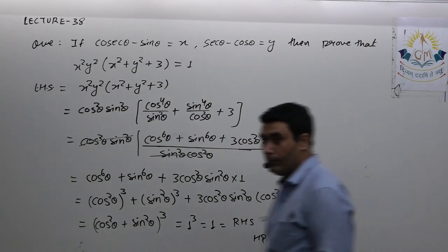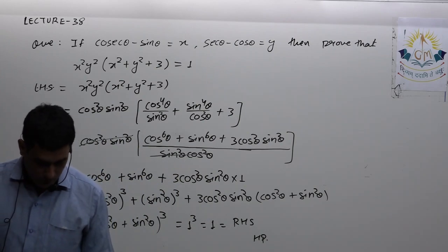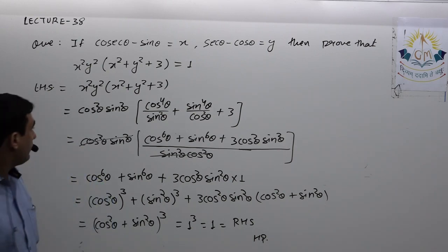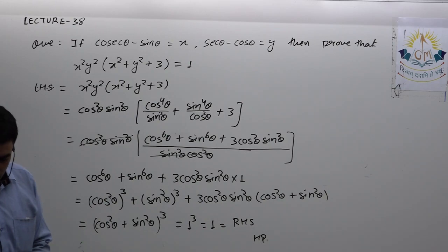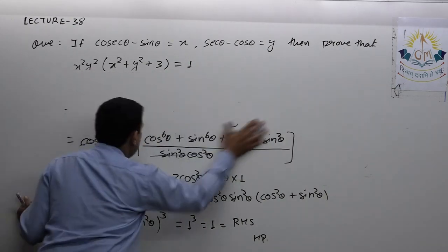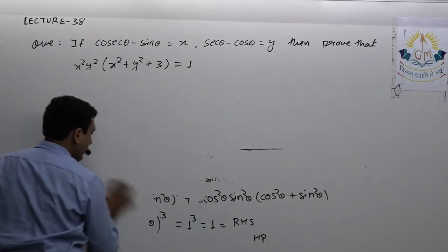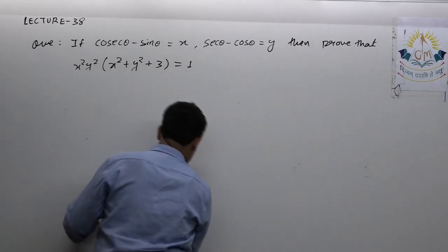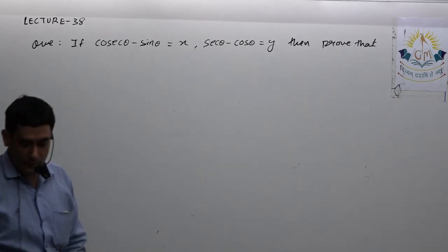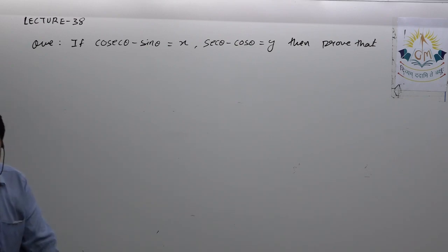Okay, now let us see the next question. Next question is, if cosec theta minus sin theta equal to x, sec theta minus cos theta equal to y. The given information is similar, only thing is that we have to prove a slightly different expression.